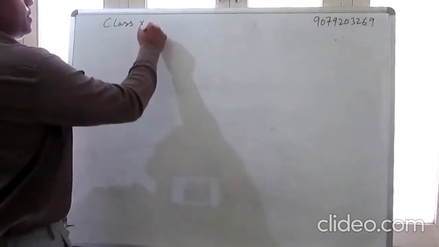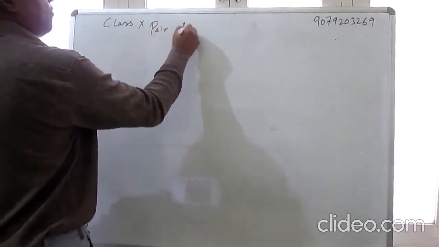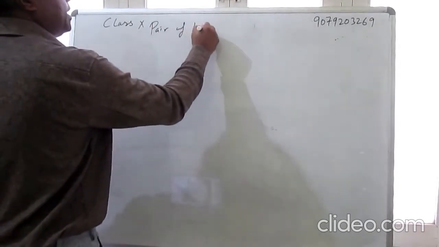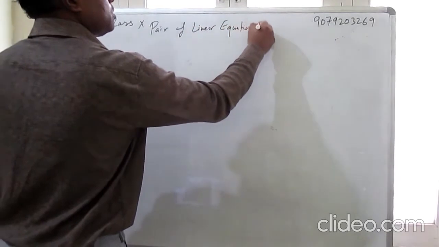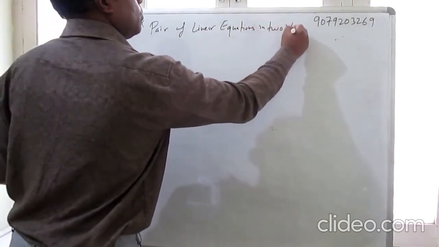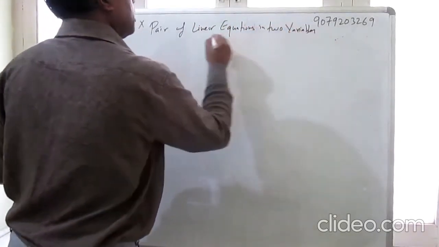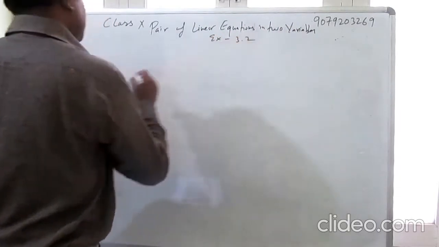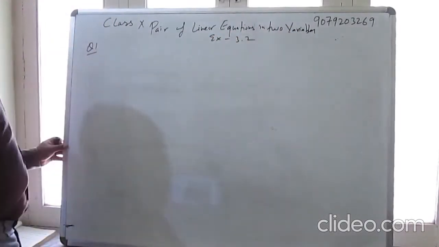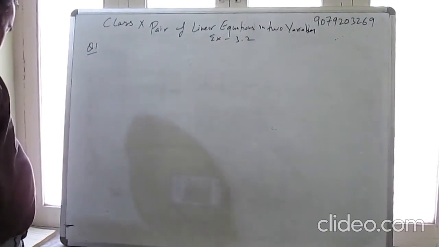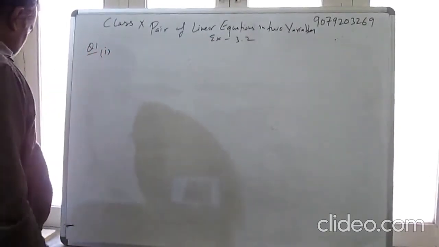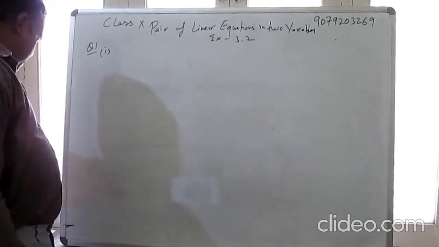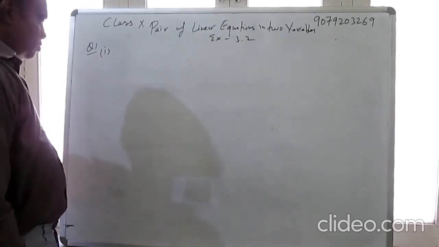Chapter 3, pair of linear equations in two variables. Exercise 3.2, question number first. Now, first part. 10 students of class 10 took part in maths quiz.